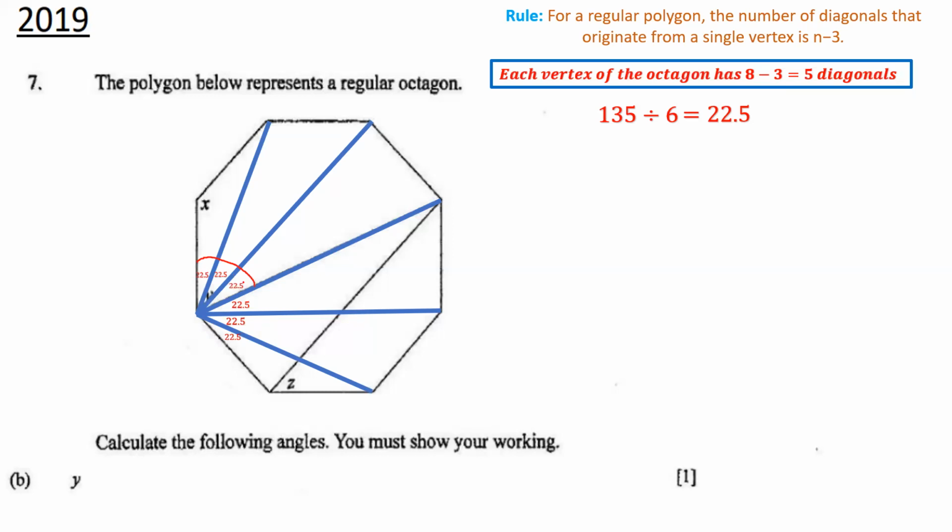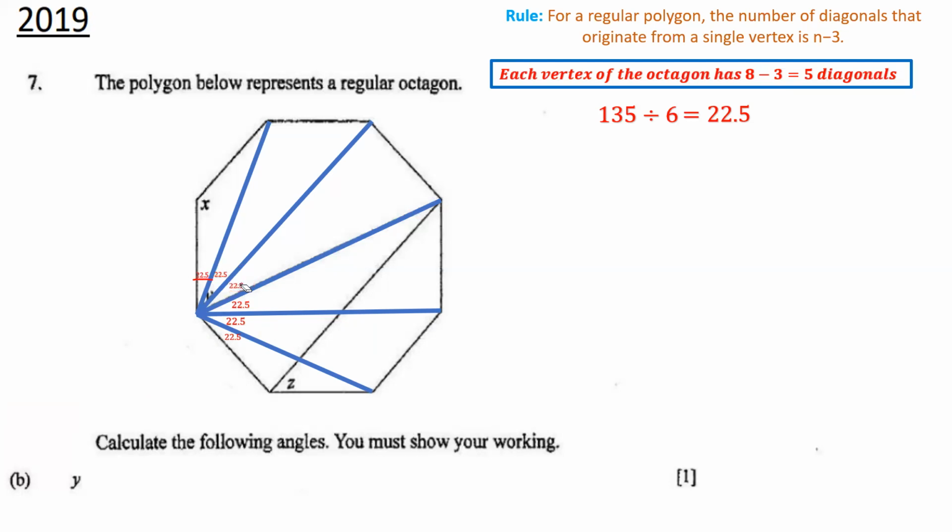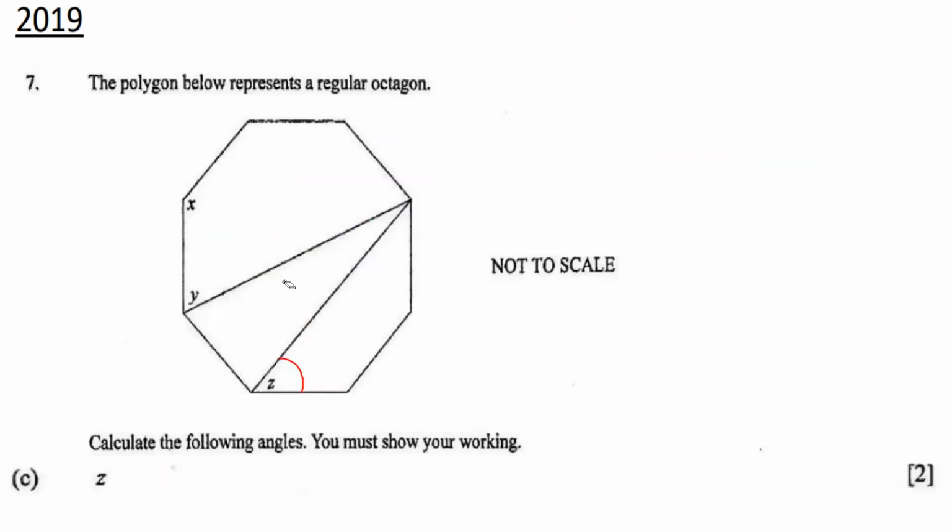So y is going to be equal to 22.5 plus 22.5 plus 22.5. So y is equal to 22.5 times 3, because it's there 3 times. So y takes 3 of them. It accounts for 3 of those little spaces. And so we have y equal to 3 times 22.5. And what is 3 times 22.5? 3 times 22.5 is definitely 67.5. So y is equal to 67.5. Okay, let's move on to the next question.